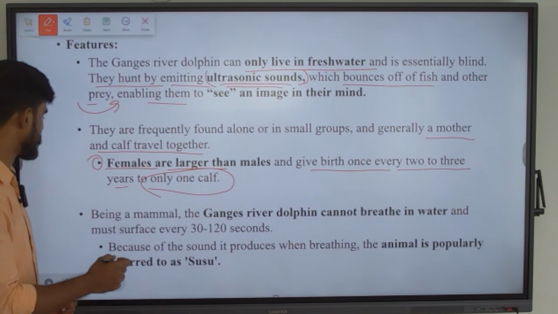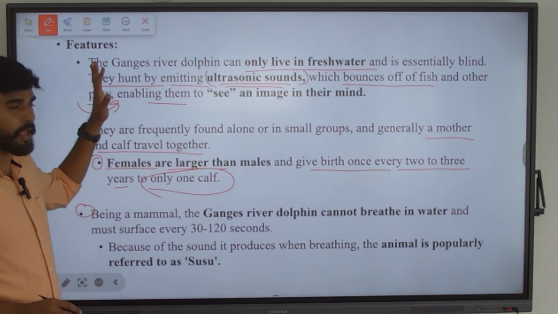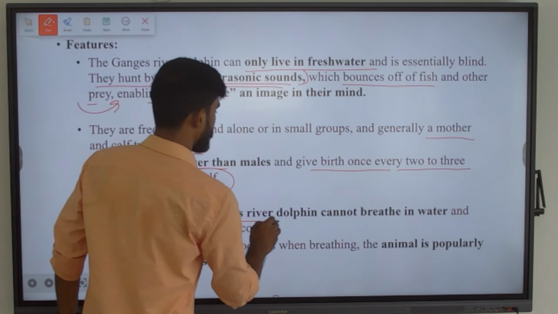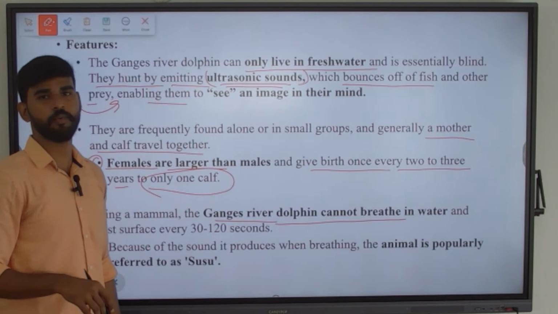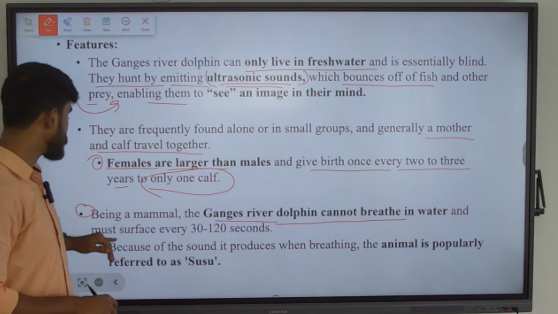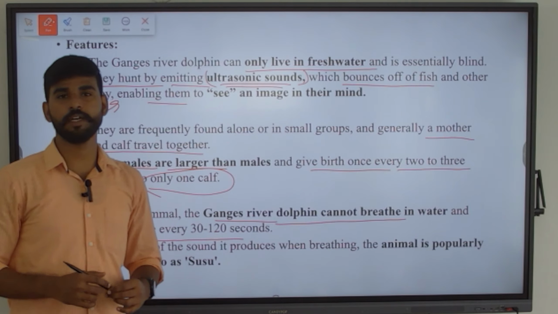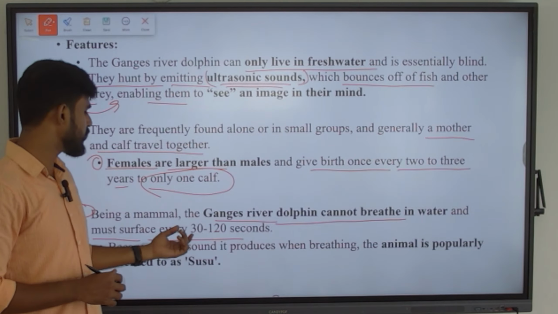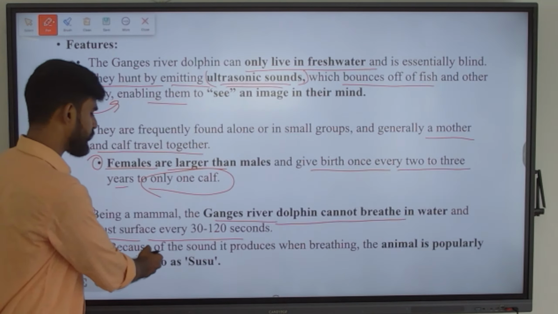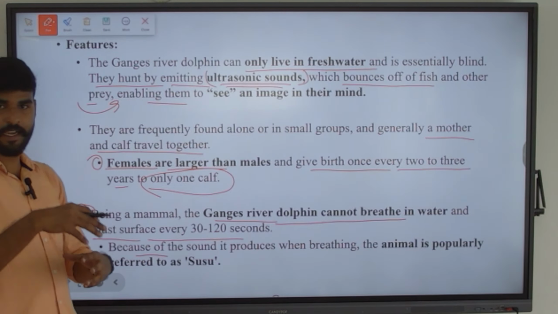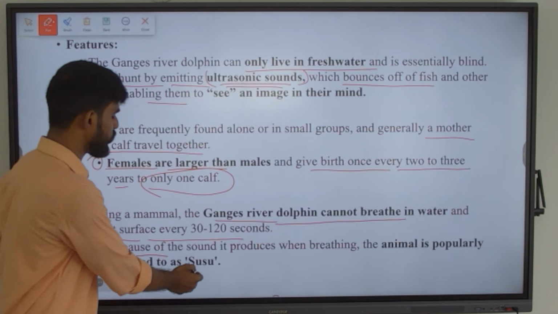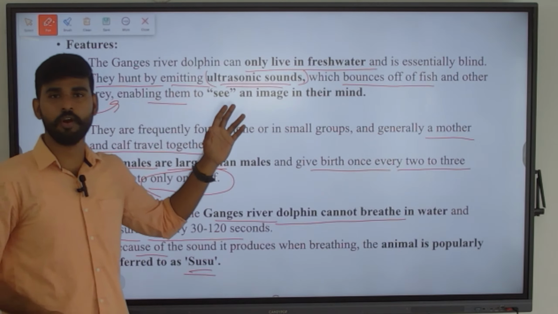Next, being a mammal, this Ganges river dolphin cannot live completely under the water. It cannot breathe in water, so it has to surface every 30 to 120 seconds for breathing. Because of this, when coming to the surface for breathing, they make a sound called susu. That is the reason why the Ganges river dolphin is also called susu.